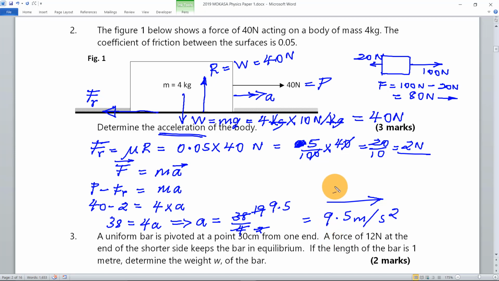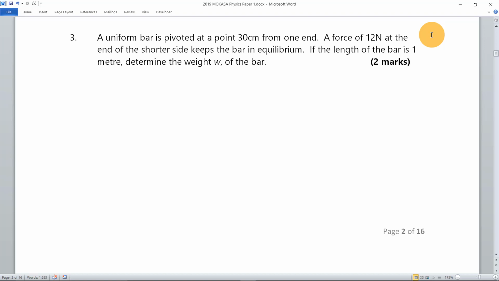And this is how you would work out a question like this. Let's move over to question 3. Now, in question 3, we are told that we have a uniform bar. I'll be explaining the significance of that. A uniform bar is pivoted at a point 30 centimeters from one end. A force of 12 newtons at the end of the shorter side keeps the bar in equilibrium. If the length of the bar is 1 meter, determine the weight W of the bar.